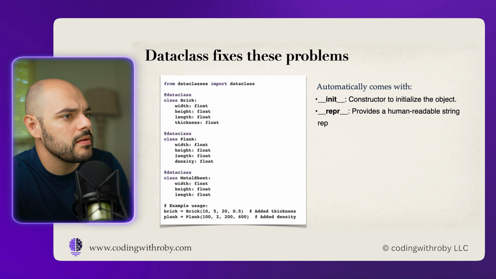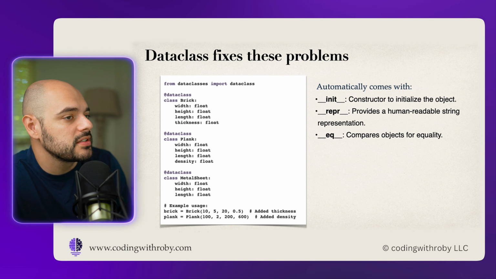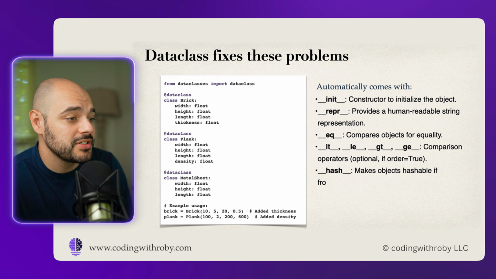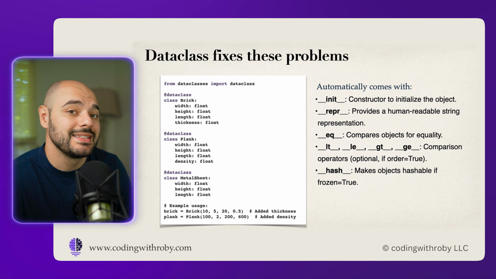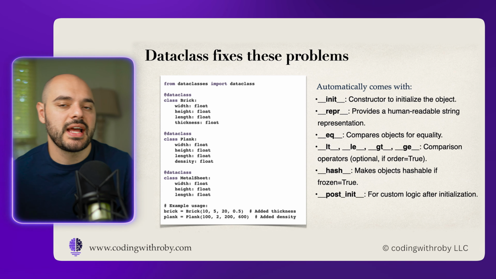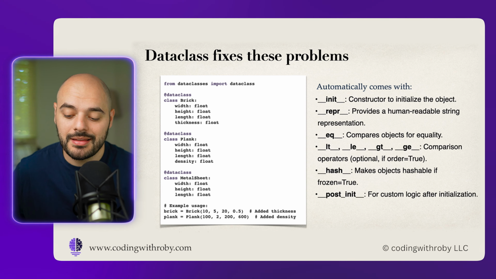It comes with a human readable string representation of the object. It comes with something called equality checks for the objects. It comes with comparison operators. It comes with hashes that make objects hashable if frozen is equal to true, which means it is an immutable object. And then it also comes with post init for custom logic after initialization. So it comes with a lot of stuff automatically that you don't have to write by hand.